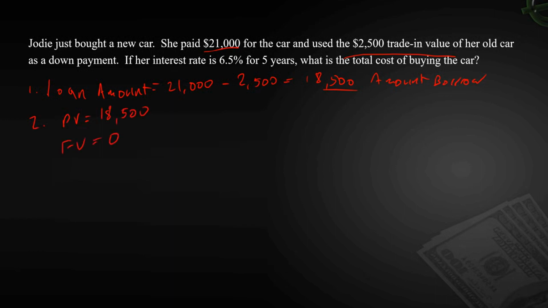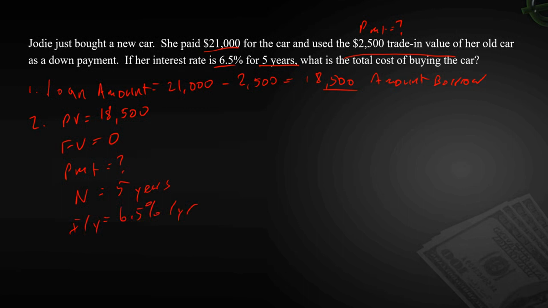She's going to pay the loan off. Now we know N in this case, right? But we don't know the payment, right? She doesn't know what her monthly payment is, but she knows what the interest rate is and she knows how long she's going to pay it off. So we're looking for payment. We know N is 5 years. And we know that her interest rate is 6.5% per year.